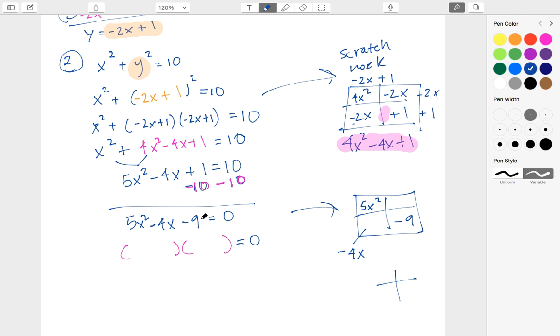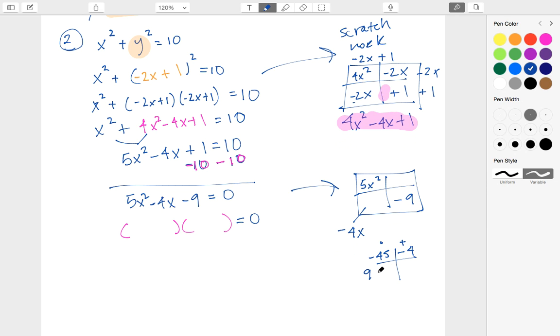And 5 times negative 9 is negative 45. And then we need to figure out what two numbers multiply to give us negative 45, but add to give us negative 4. And our only options are 9 times 5 or negative 9 times 5. Okay, and then we can go ahead and substitute those in here.